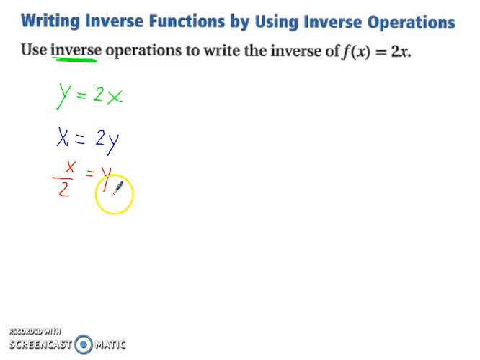And to finish it off, so that everybody knows this is the inverse function, you're going to have f inverse of x equals x over 2. So that way everybody knows that it's the inverse of your f of x function.